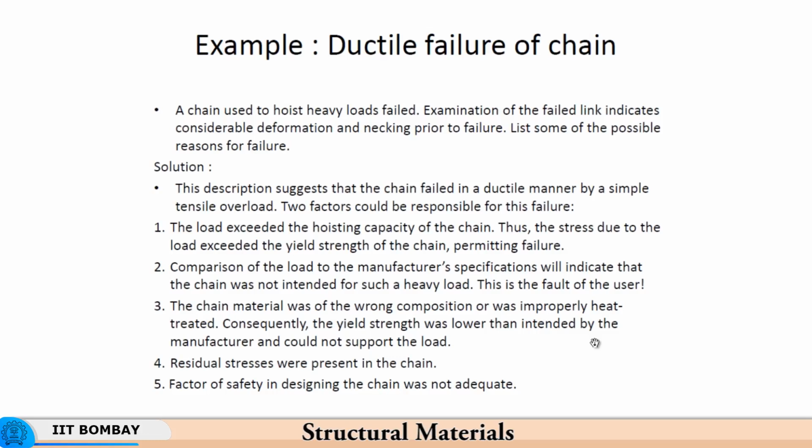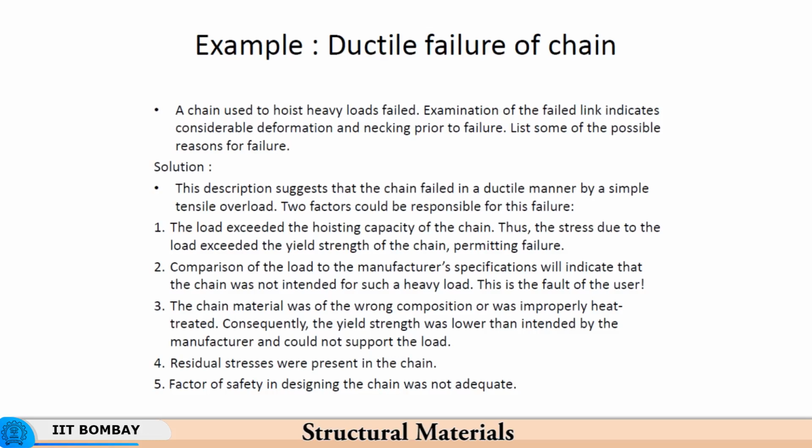So, this is another reason. The fourth reason is that residual stresses are present in the chain. Now, many times during welding or during the course of manufacture, residual stresses might be present. These residual stresses are essentially unreleased elastic stresses.